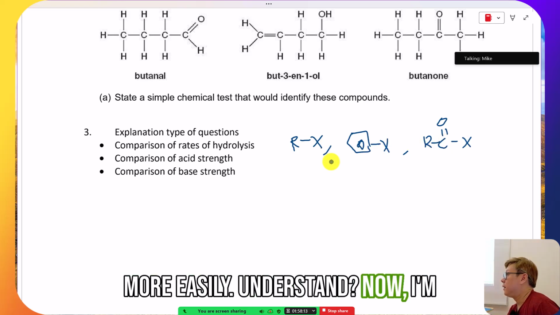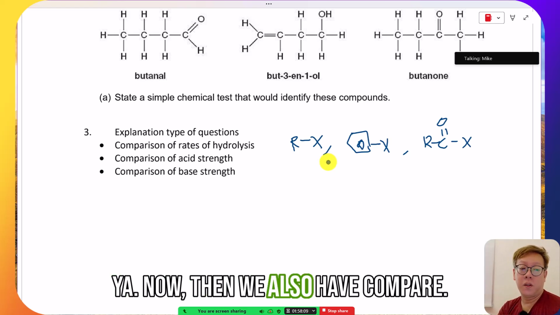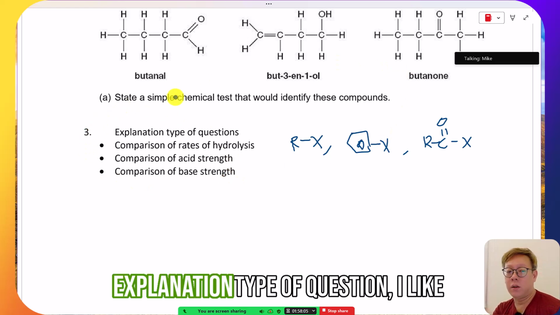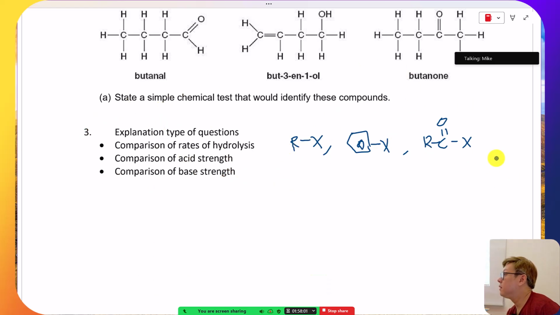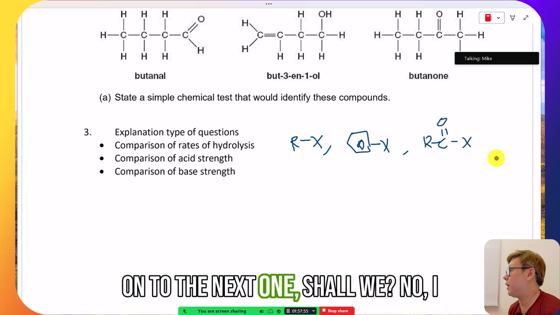Understand? Now I'm sure you all have seen this before, correct? Now then we also have comparison of acid strength, comparison of base strength. So all the explanation type of question, I like to classify them together. Alright, so now that we have seen three types of question, let's move on to the next one.